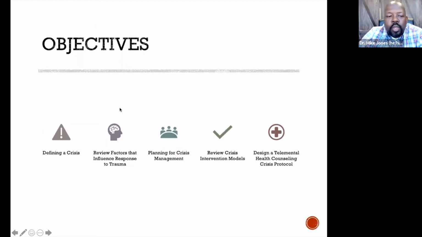So for today, we do have five main objectives that we want to look at. The first one, we want to define what a crisis is. We also want to look at the factors that influence our responses to trauma when that happens. Also, how to plan for crisis management, to review crisis intervention models, and then finally, to design a telemental health counseling crisis protocol.